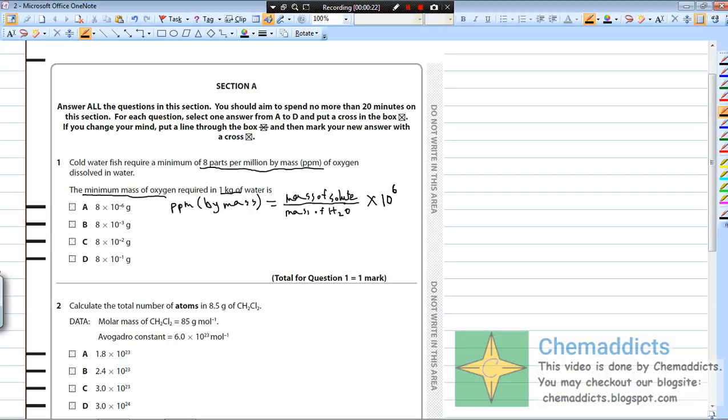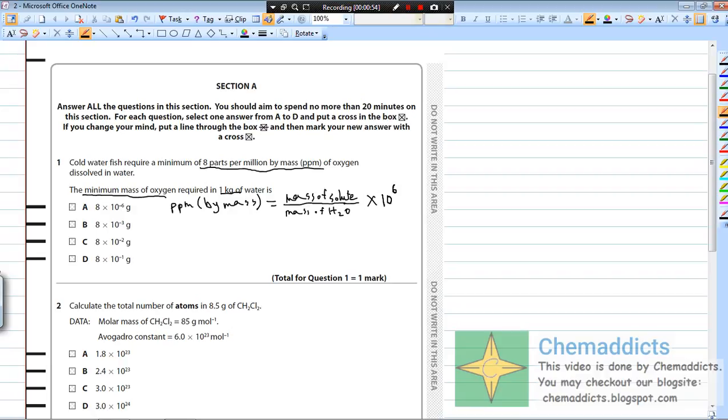The question says, cold water fish require a minimum of 8 parts per million by mass (ppm) of oxygen dissolved in water. The minimum mass of oxygen required in 1 kilogram of water is this. These are the options given. So they have asked us to find the minimum mass of oxygen required in 1 kilogram of water.